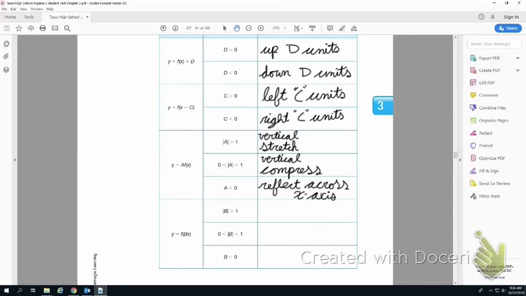Daniel, if the b value is greater than 1, that is going to horizontally what? Compress. Those rules are different between the a and the b value. And obviously, if it is between 0 and 1, that is going to be your stretch. Then Jeremiah, if the b value is negative, it's going to reflect across which axis? The y-axis.